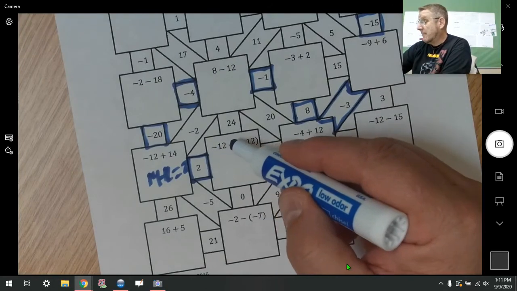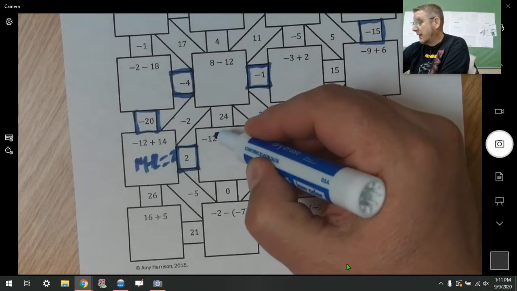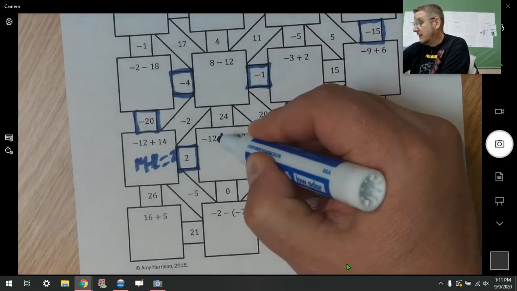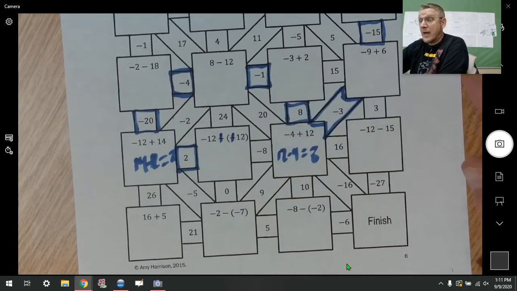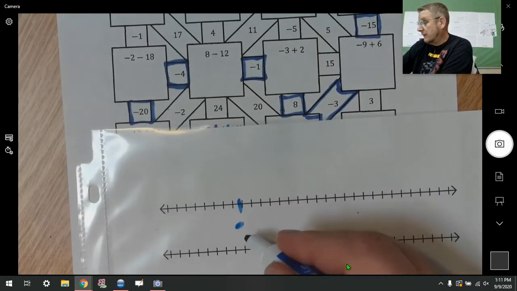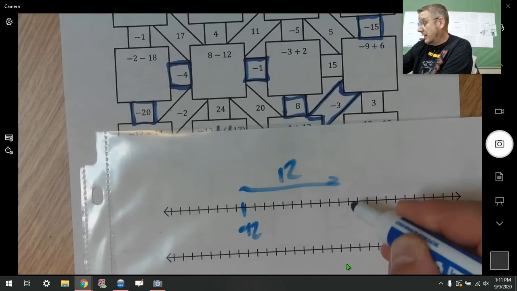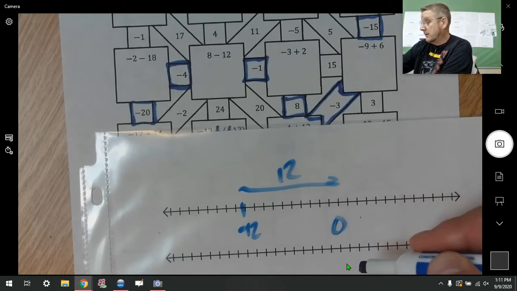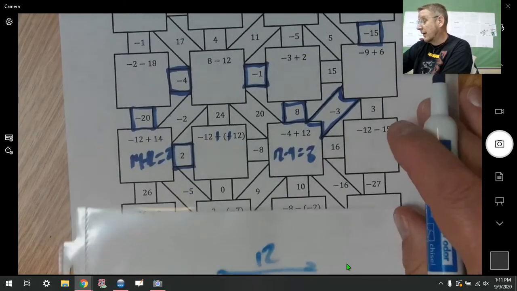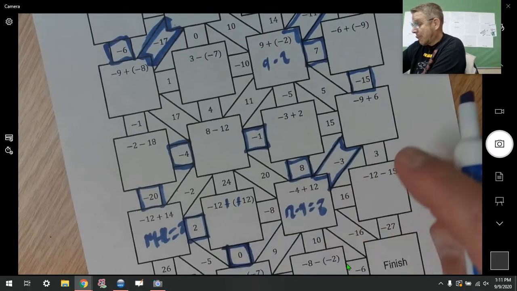Now I have 12 minus a negative 12. One of the cool things here is when I minus a negative, that is going to just change it to a positive. So now I have negative 12 plus 12. So if I start here at negative 12, and I go that direction 12, I'm going to end up at 0. Because I have a positive 12 and a negative 12, they're going to cancel each other out, and I'm going to end up with a 0.